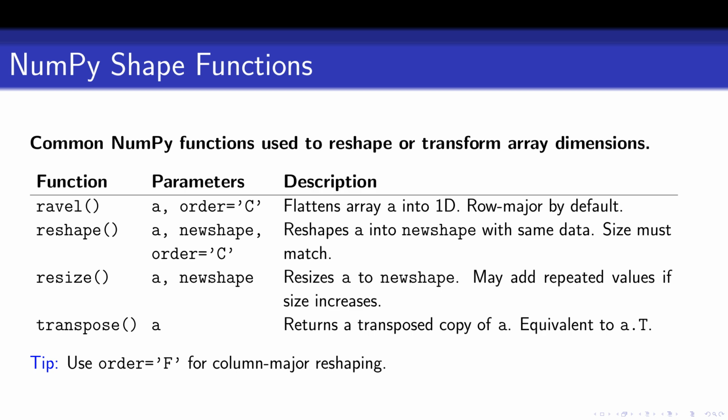Unlike reshape, the resize function can actually change the number of elements by repeating or truncating values as needed. Another common tool is transpose, which flips the dimensions of an array, turning rows into columns and vice versa. This is especially useful when dealing with matrices or preparing data for operations that require a specific orientation. These shape functions are foundational in workflows involving data cleaning, feature engineering, and preparing input for machine learning models. Knowing how to reshape and reorient data allows you to adapt to the specific requirements of different tools and libraries.